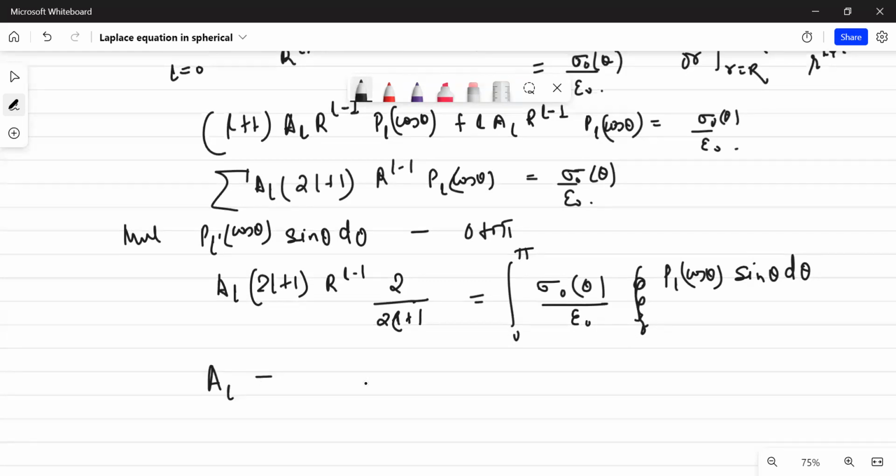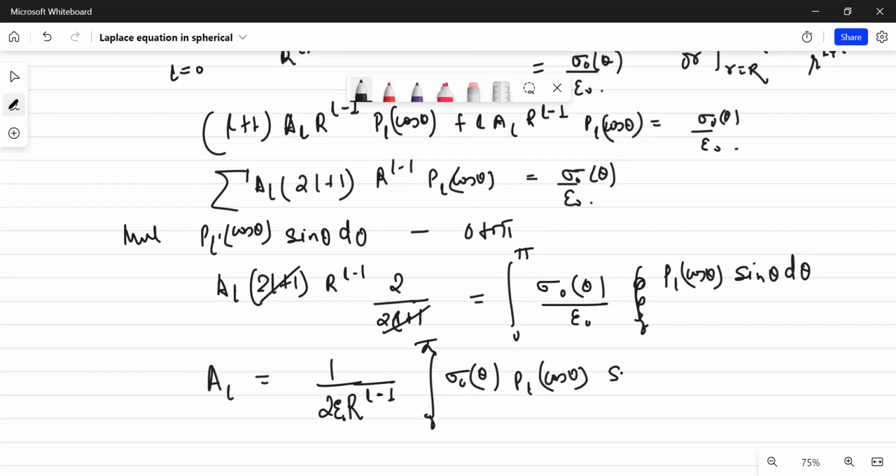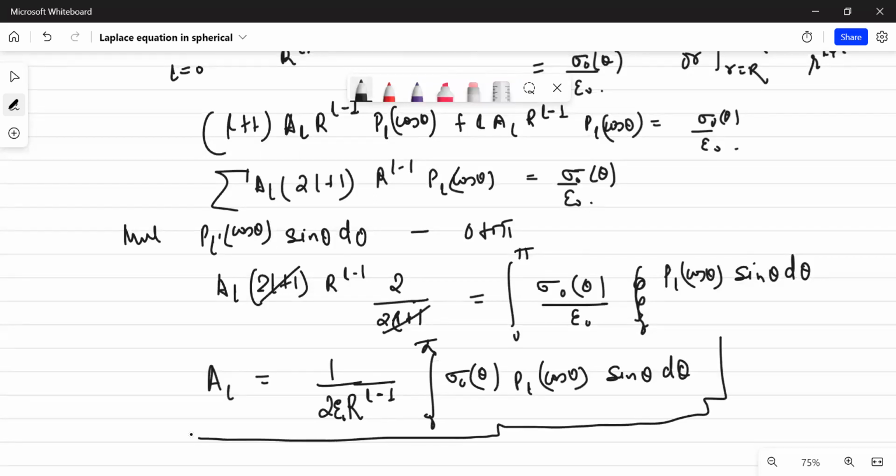AL would be equal to what? I think this gets cancelled, so forget about it. Your 2 will come down, and this R to the power L minus 1 also comes down. And there is epsilon naught also, so I'll write epsilon naught somewhere here. Integration from 0 to pi of sigma naught theta, which is the surface charge density glued over the surface, times PL cos theta sin theta d theta. So this is how you're going to write your expression of AL, and once you know your AL, you can readily find your BL as well.